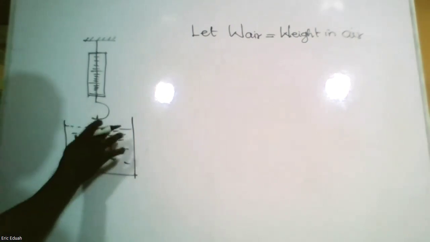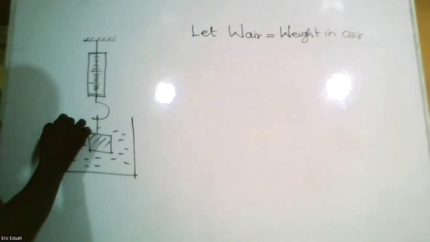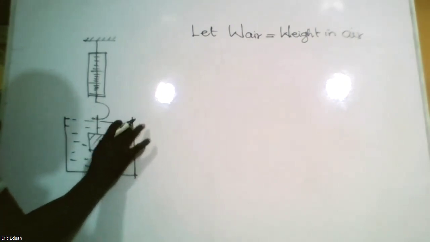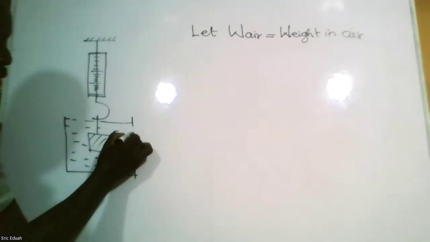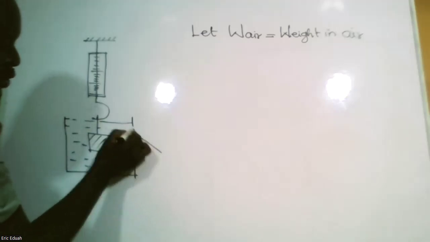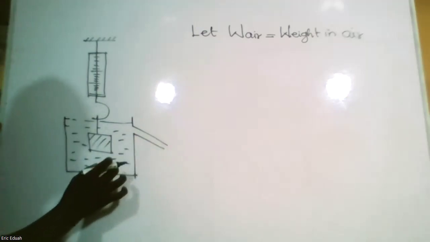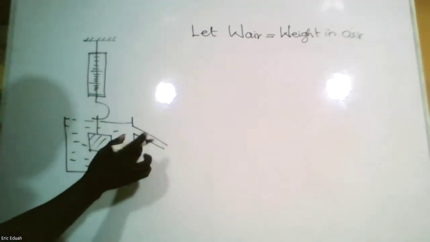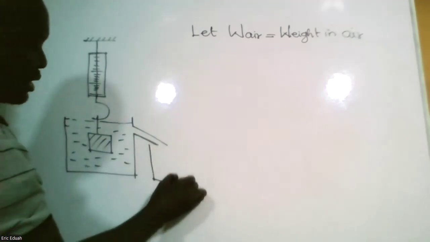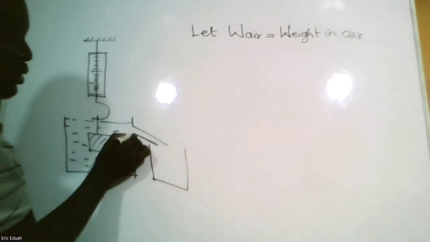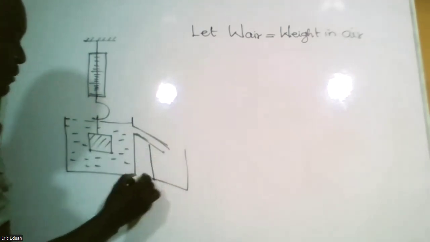But let's also incorporate Mami's explanation. We are also interested in the volume of liquid displaced by the object. So we do this using a Eureka can. We have this as the spout of the Eureka can. Below it, we have a beaker which will collect the displaced water.